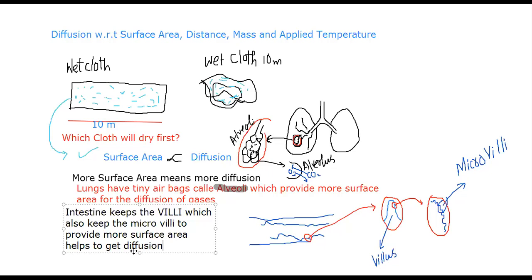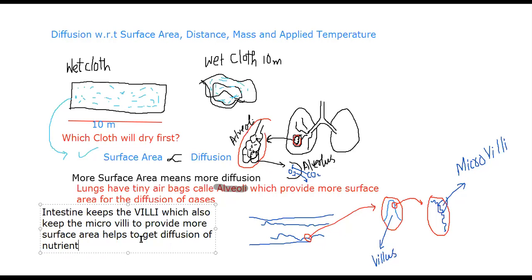diffusion of nutrients. Now the nutrients can easily diffuse into the hepatic portal vein. This surface area helps to get the diffusion of nutrients in a simple and faster way. So this is the thing: the first factor of diffusion is the surface area. The surface area provides the chances to do more diffusion as compared to that one.